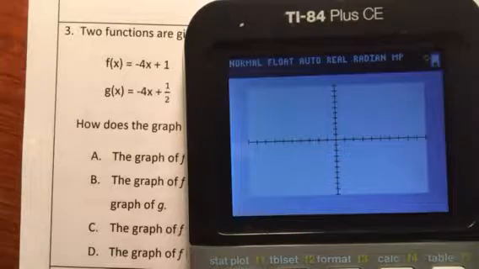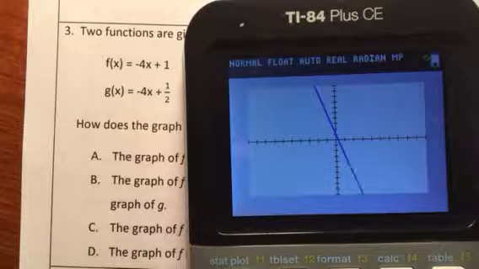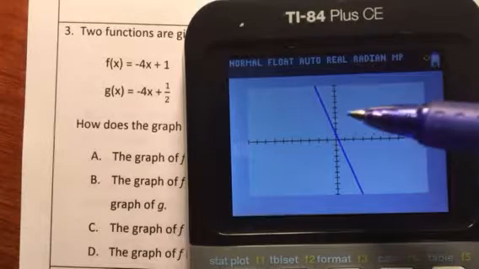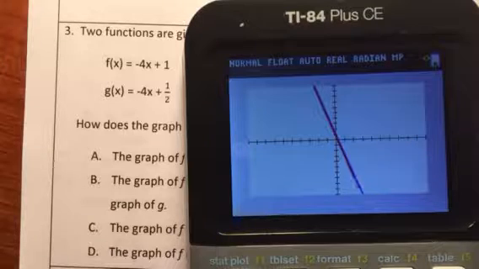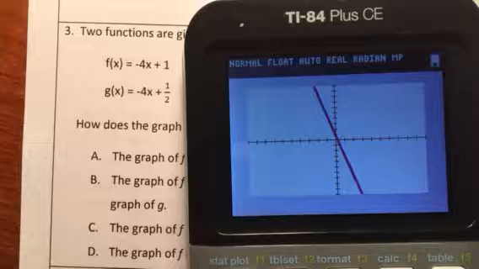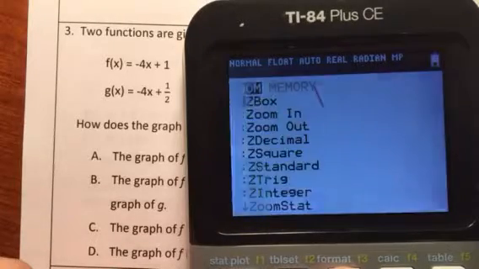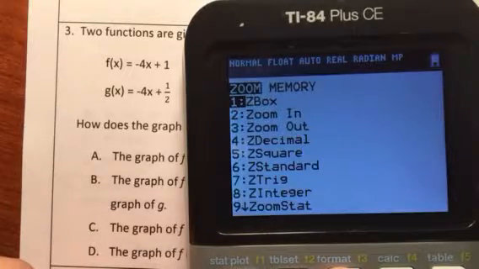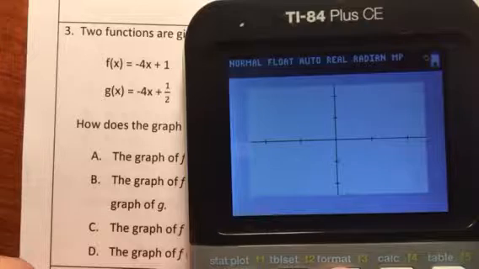So let's take a look what happens to these graphs. So there's our original, and there's our next one. I'm going to zoom in just a little bit so you can see. So zoom 2. I think you'll be able to see this a little bit better.